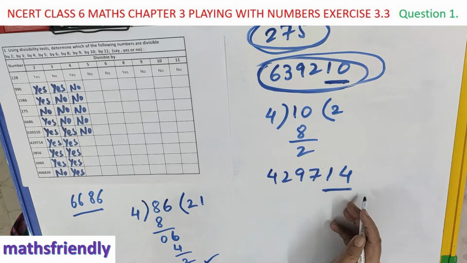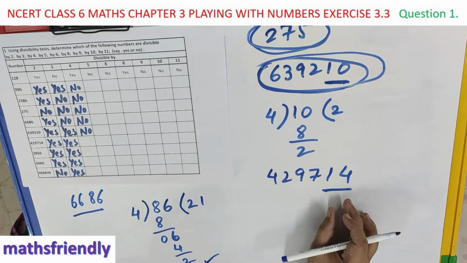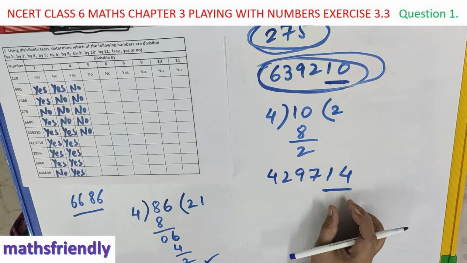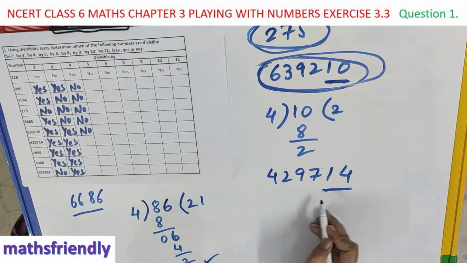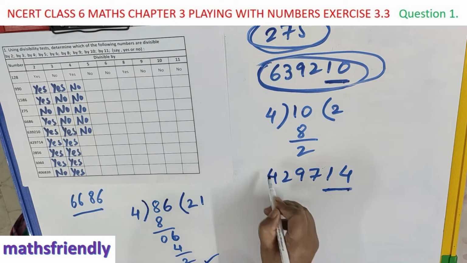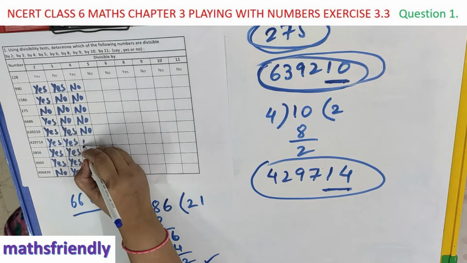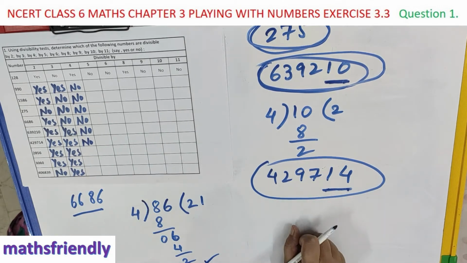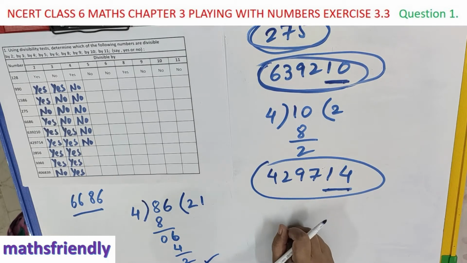So we can say that there is no need to divide this small number either. We know that 14 is not divisible by 4, because 14 doesn't come in 4's table. If we divide 14 by 4, we will get a remainder. It means 14 is not divisible by 4, which means the number itself is not divisible by 4. So we can write no. See how easily we can say that the number is not divisible by 4. This is the importance of divisibility tests.